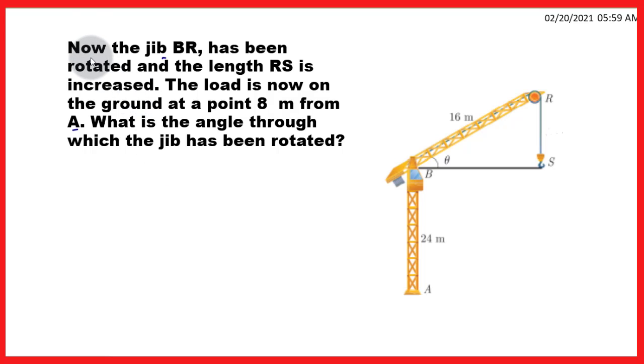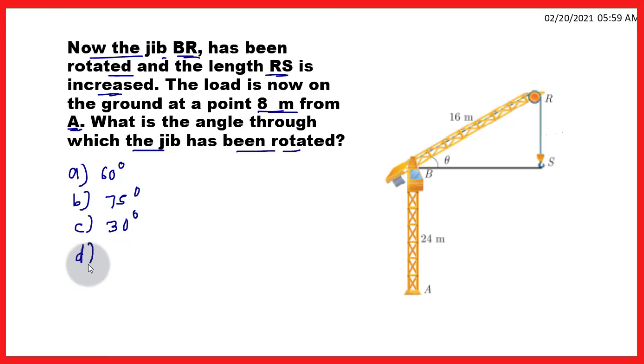Now here is the question on the screen. Now the jib BR has been rotated and the length RS is increased. The load is now on the ground at a point 8 meters from A. What is the angle through which the jib has been rotated? The given options are: A is 60 degrees, B option is 75 degrees, C option is 30 degrees, and the D option is 45 degrees.